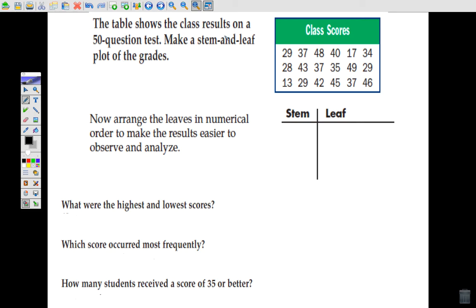The table shows the class results on a 50-question test. Make a stem and leaf plot of the grades. So we're going to arrange the leaves in numerical order to make the results easier to observe and analyze.